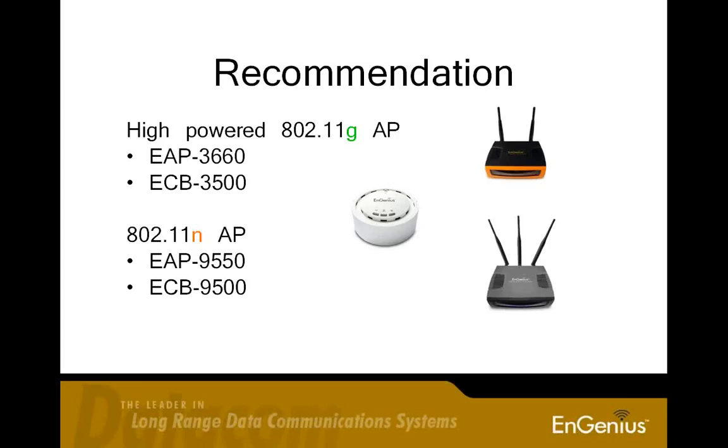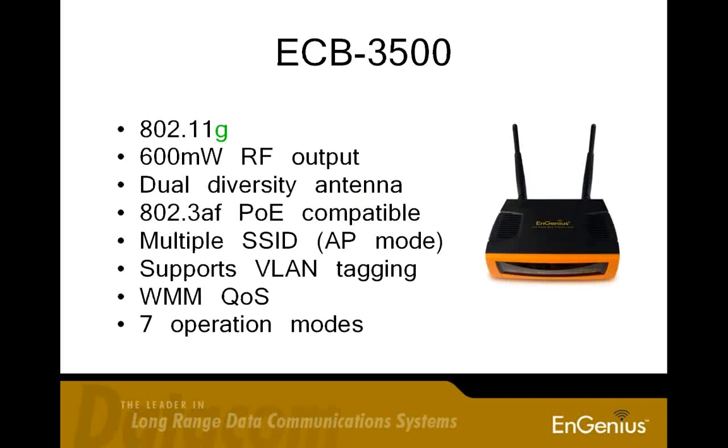Our recommendation for these types of deployments would be either the high-powered 802.11g APs, the EAP3660, or the ECB3500. If you choose to use 802.11n technology, the EAP 9550 or ECB 9500 would be the recommendation.